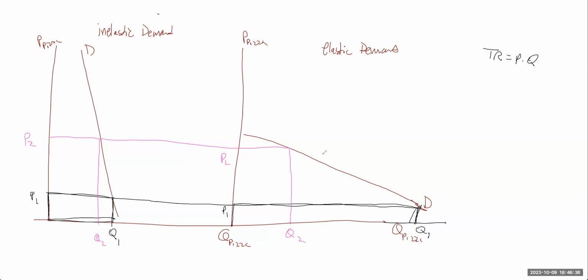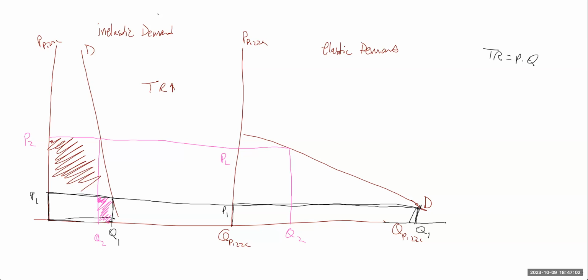Q2. Okay. So here we see now this block is total revenue. This block is total revenue. Here, when the price went up, we lost this, but we gained this. So total revenue increased.